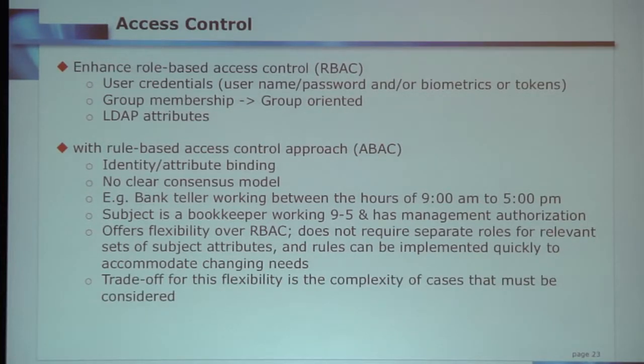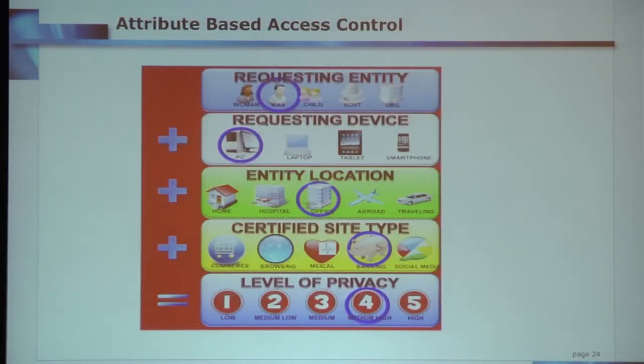There's a trade-off here between flexibility and complexity because, on the one hand, it's easy to deploy and roll out, but on the other hand, as you can appreciate, due to all the dynamic situations that we can address now, it can actually get complex to manage pretty quickly. An attribute-based access control matrix, right, probably would look like this. What you're doing is assessing security elements from various entities. So you would have, for example, requesting entity, requesting device, entity location, certified site type, right? You combine those and you attach a certain level of privacy to that communication.